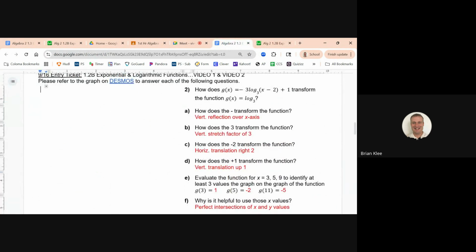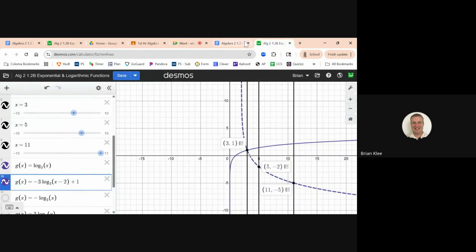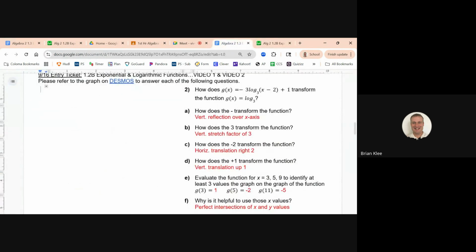Always make sure you're hitting, especially with the curve, I recommend you find 3 values you hit perfectly and make sure you match everything up. And that's why we're choosing those values, because as we go along, it looks like they're perfect intersections, and Desmos confirms that they indeed are. So use this video to complete the Khan Academy, and in particular, the one on transformations of logarithmic functions.